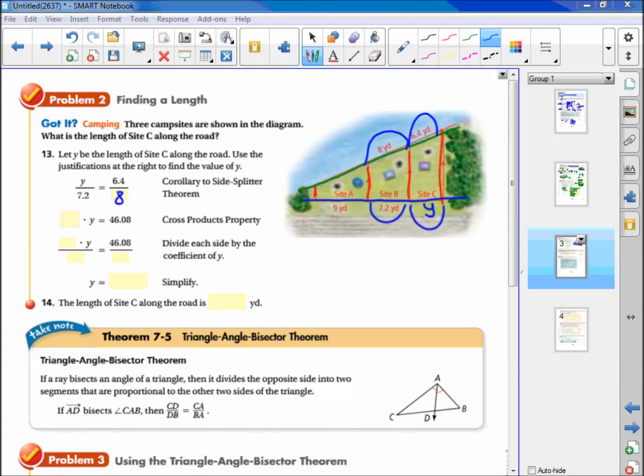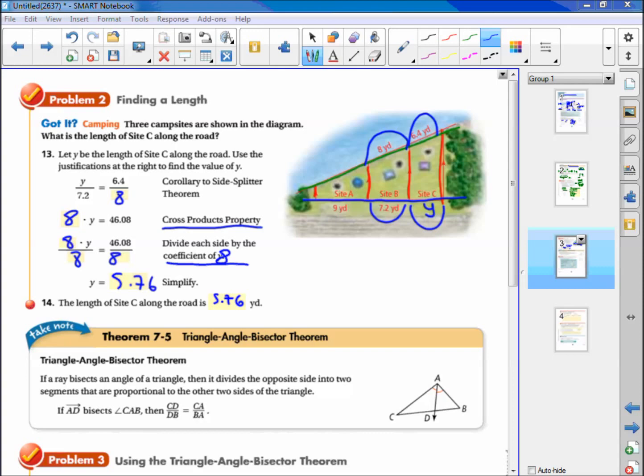Since these are proportional, we can set this up, and then we'll solve our proportion. We'll cross multiply, and we'll get 8y equals 46.08. So that's our cross products property. And then we'll divide both sides by 8. Okay, so that's the division property of equality. Just divide both sides by the coefficient of 8, and then we're going to get y equals 5.76. Okay, and then that means the length of site C along the road is 5.76 yards.